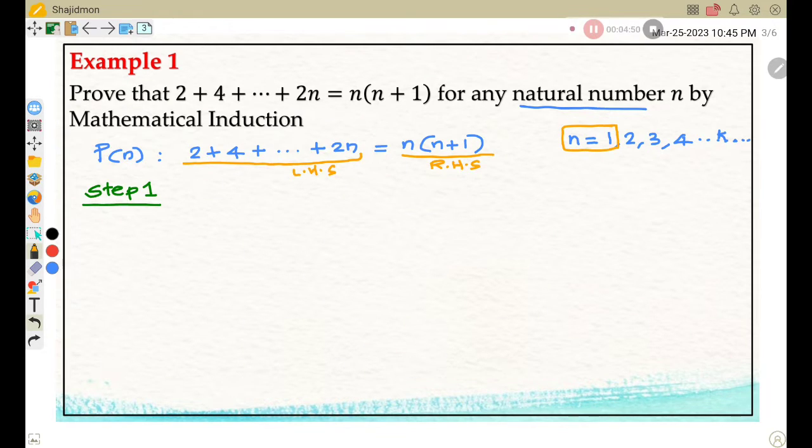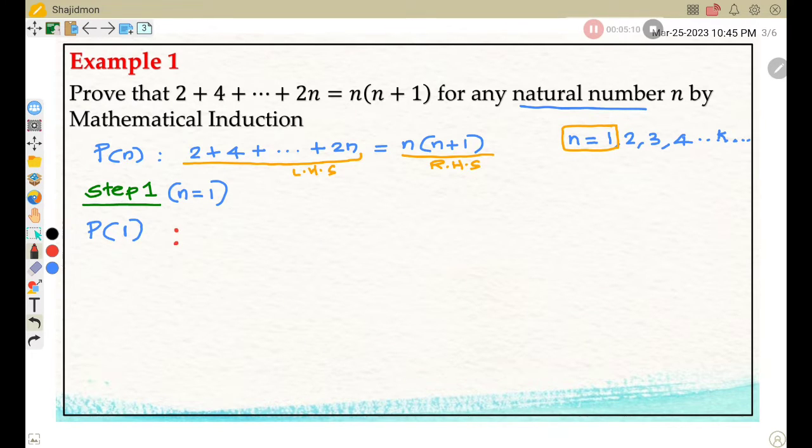Initial value is what here? n equal to 1. So what we need to check in the first step is P of 1, that means the statement at n equal to 1. Step 1 means the statement should be true for n equal to 1. We need to check because n equal to 1 is the initial value here. So we can check that one.